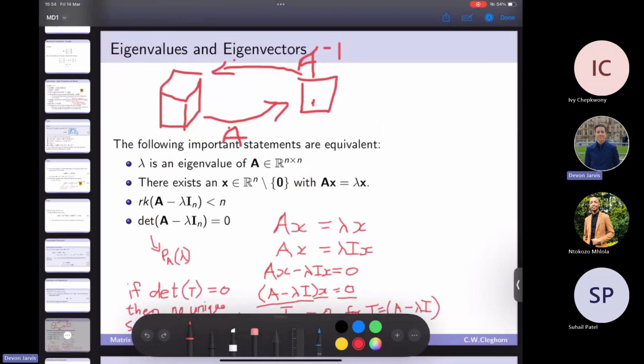For eigenvalues and eigenvectors, the following important statements are equivalent. Lambda is an eigenvalue of A. We've just said that. There exists an x in Rn excluding 0, such that the eigenvalue equation holds. That's the same. Importantly, if I take lambda, multiply by the identity matrix, and subtract it from A, I will lose rank. That's another important perspective of this.